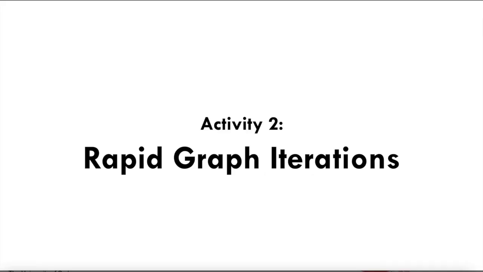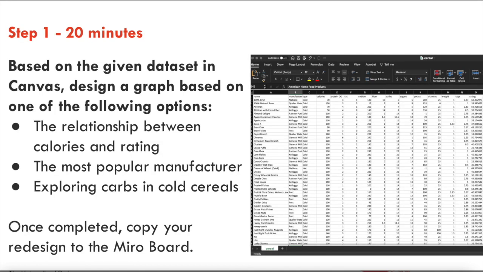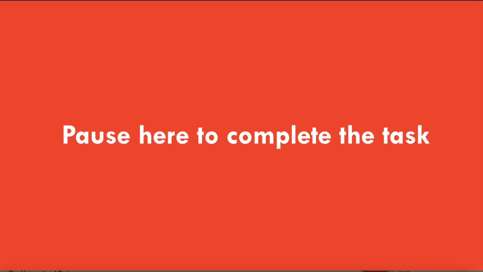It's now time for activity 2. For this activity, you'll be implementing critiques to rapidly iterate chart designs. Based on the same dataset from the first activity, design a chart based on one of the following options: the relationship between calories and rating, the most popular manufacturer, or exploring carbs in cold cereal. Remember, we are more focused on getting the chart right, not so much how it looks. Upload them to the Miro once completed. You have 20 minutes. Pause here to complete the task.